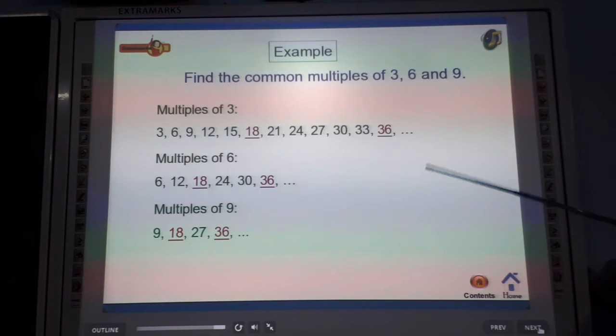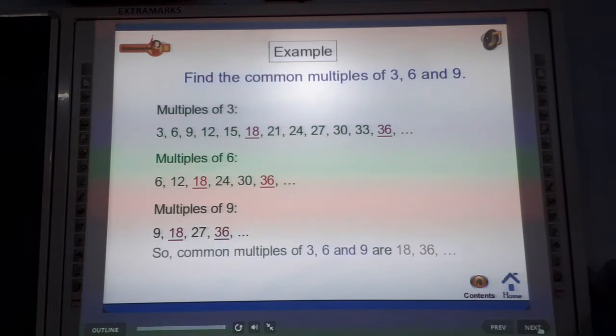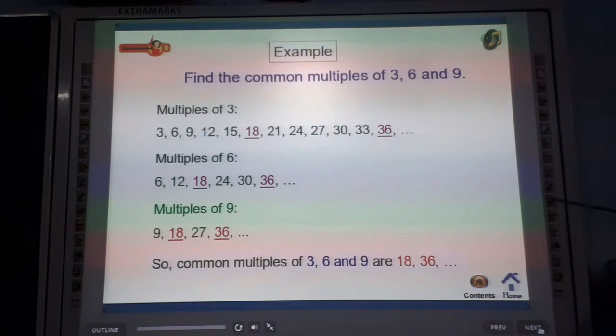And multiples of 6 are 6, 12, 18, 24, 30, 36 and so on. And multiples of 9 are 9, 18, 27, 36 and so on. So common multiples of 3, 6 and 9 are 18 and 36 and so on. Look at this. Okay student.